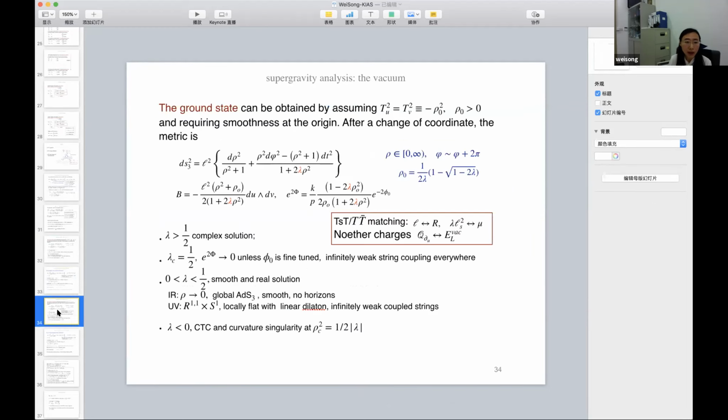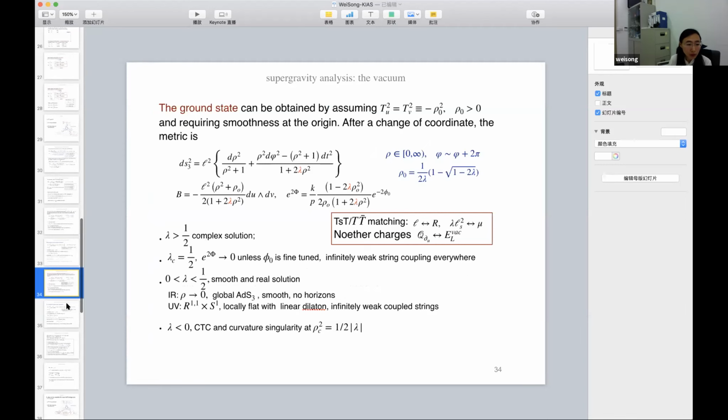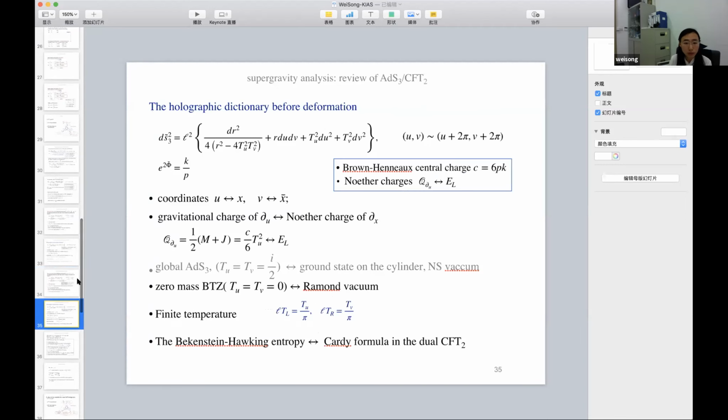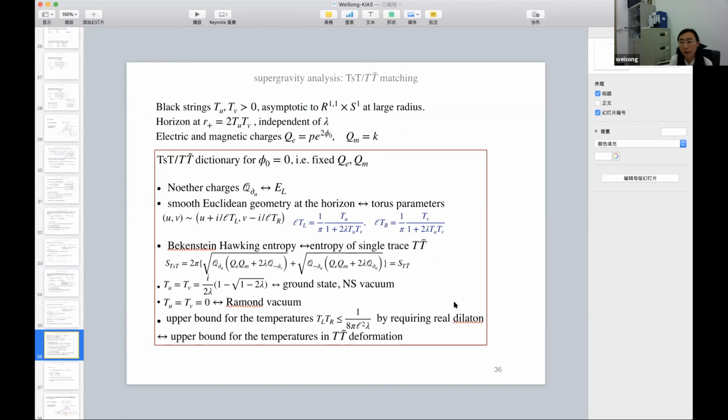But now we have the deformed background. Then you could ask about the same thing. It's a black hole-like configuration. You can also calculate the entropy. Could that entropy be expressed by the entropy formula from the TTbar deformed theory?